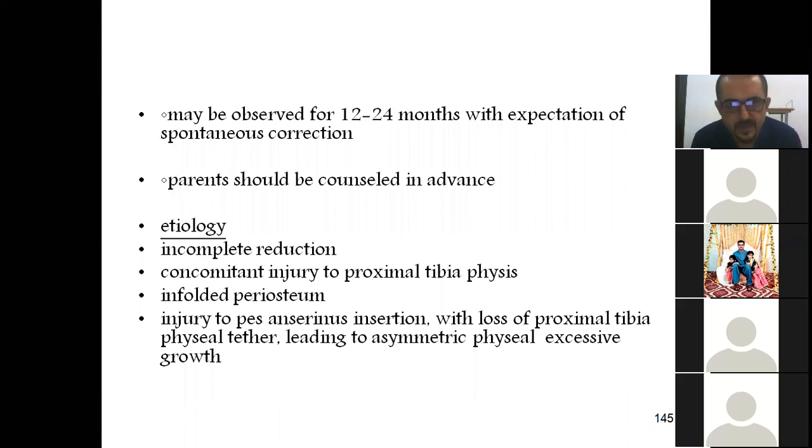Patients, parents should be counseled in advance. If you have a proximal tibial metaphyseal fracture in a 5 to 7 year old child and you are doing a cast, you have to inform them that there is a deformity which can happen, which is beyond your control. So the etiologies, these are all assumptions. One is incomplete reduction. The other etiology is concomitant injury to the proximal tibial physis, either there is infolded periosteum, or there is injury to the pes anserinus with the loss of the proximal tibial physis tether leading to asymmetrical excessive growth.